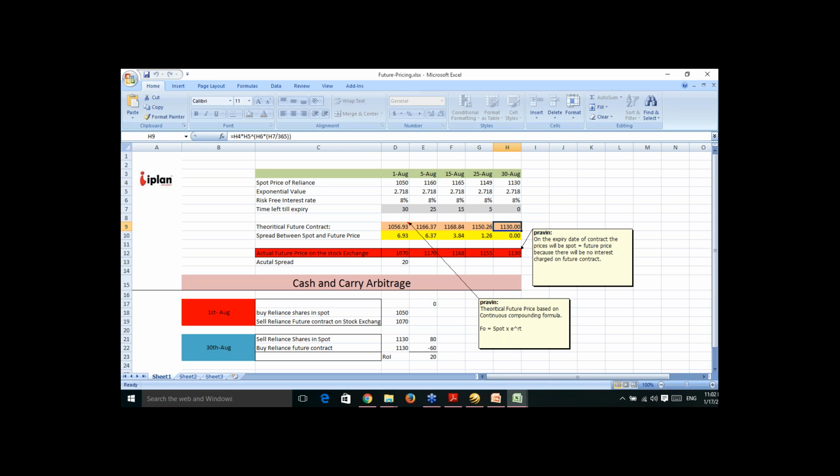So you understood in the previous slides. Because of no interest charge. Now, but this is just the theoretical portion.